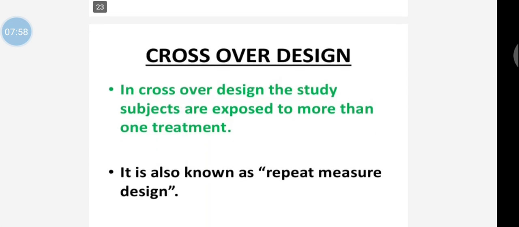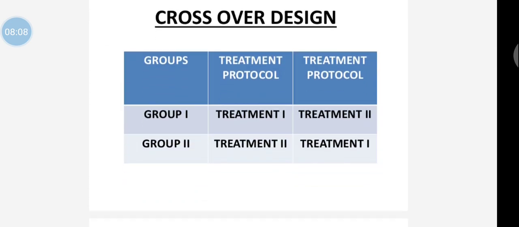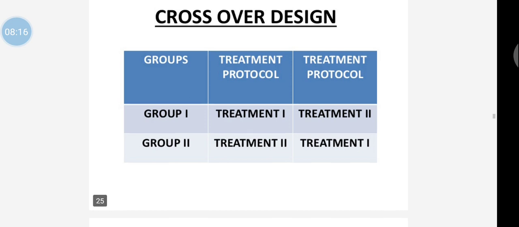Then crossover design. In crossover design, study subjects are exposed to more than one treatment. It is also known as repeated measures design. Crossover design groups and treatment protocol: Group 1, treatment 1, treatment 2; Group 2, treatment 2, treatment 1.